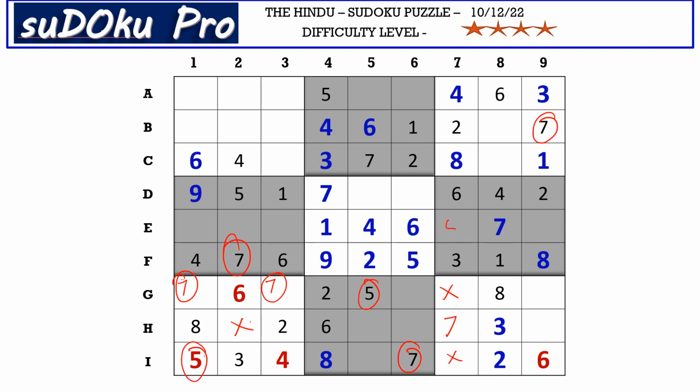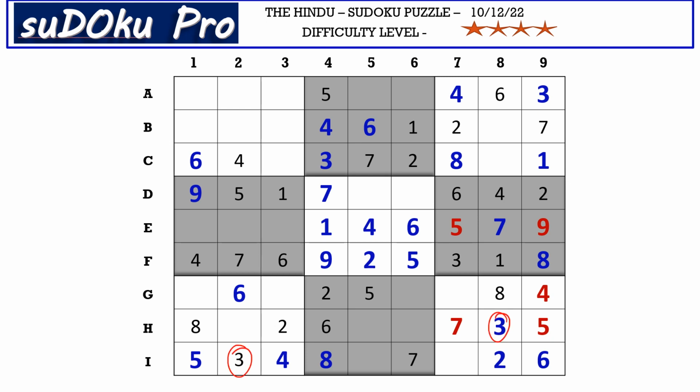We already know that 5 and 9 are missing in these two cells. So E9 takes 9. Now in column 9 we have only two empty cells and the missing numbers are 4 and 5. This 5 blocks here, so G9 takes 4 and H9 takes 5. This 3 in H row and this 3 in I row blocks these three cells, and 3 goes here in G6. This 4 from column 5 blocks these two cells, so 4 goes here in H6.